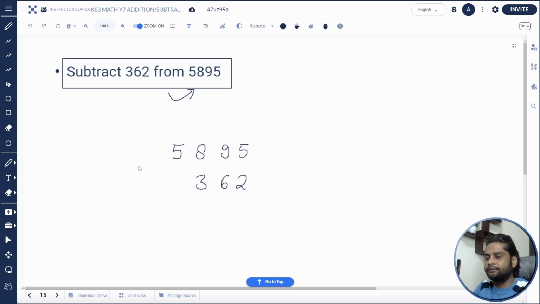Basically I'm just writing from the back. So we have 0 here. Obviously there is a vacant place, and when we have to perform subtraction, we can just follow the same methods that we discussed. 5 minus 2 is 3, 9 minus 6 is again 3, 8 minus 3 is 5, and this is 5. So that's your answer.